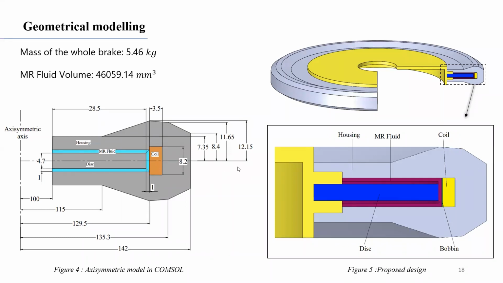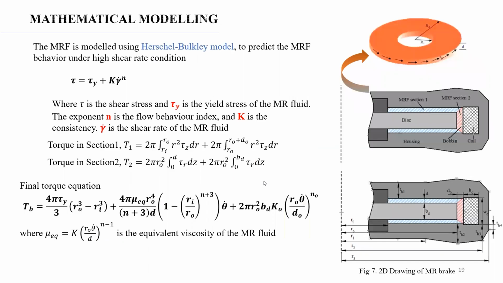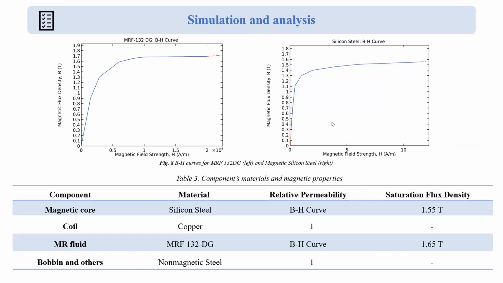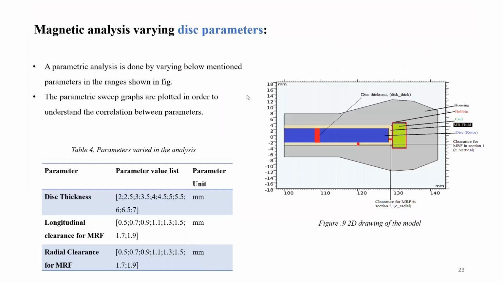That means it should allow the magnetic field to flow through it. Therefore, we have used silicon steel to get good magnetic flux density. So the coil is copper, the magnetic core is silicon steel, and the MRF 132 DG we used initially for this simulation purpose. Later on, we did not use the MRF 132 DG; we made our own fluid. The bobbin, where we mount the copper coil, is all non-magnetic material; we have used aluminum for that. So that entire thing, the 2D drawing, is shown here.